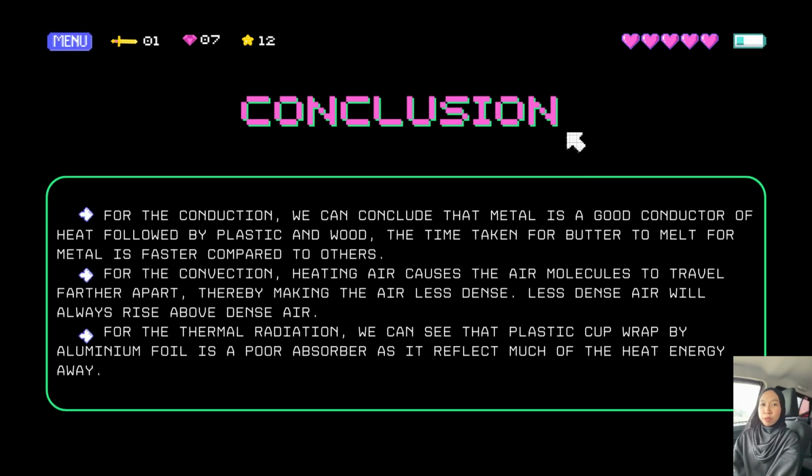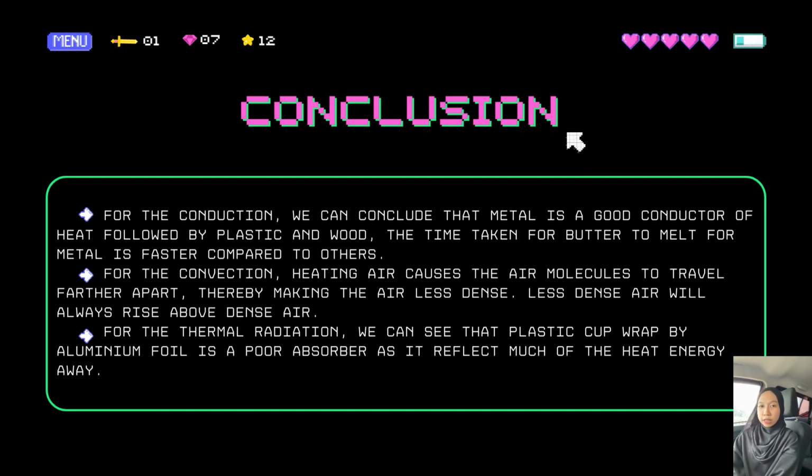So, we have come to the last part of our presentation today, which is the conclusion that can be made through all the conducted experiments. For conduction, we can conclude that metal is a good conductor of heat, followed by plastic and wood. The time taken for butter to melt on metal is faster compared to the others.